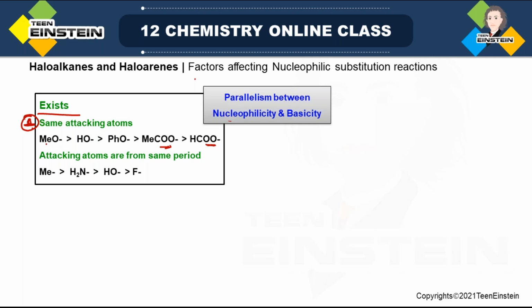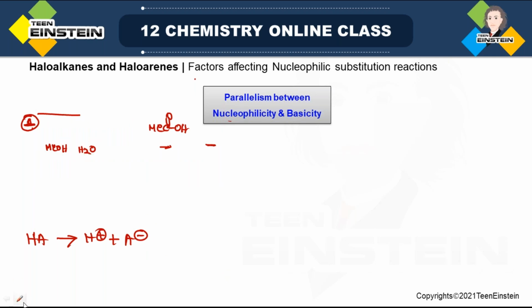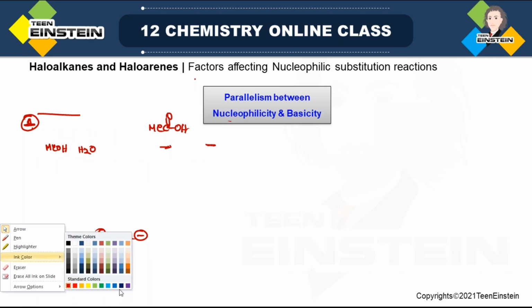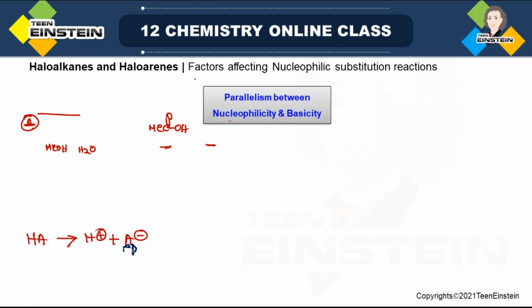So see, if you consider the corresponding conjugate acid, that is methanol, here it is water, then phenol, then acetic acid, that is MeCOOH. So all these are corresponding acids. Now when you have any acid HA, suppose in general you have any acid HA, it is dissociating as H plus and A minus. Now this A minus is basically all these ions, MeO minus, HO minus, PhO minus. And remember, this A minus is also basically the conjugate base.